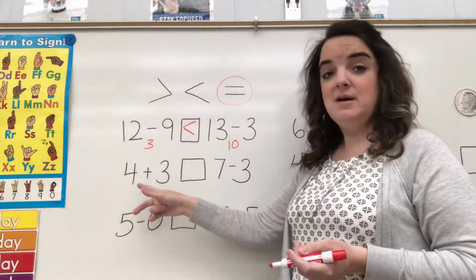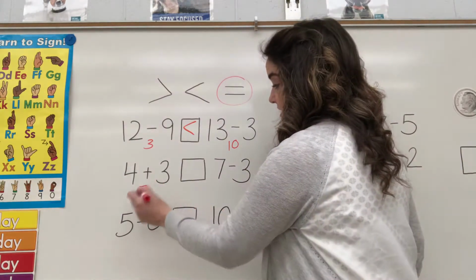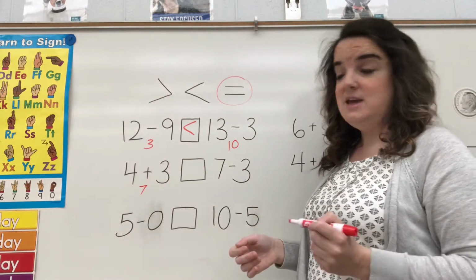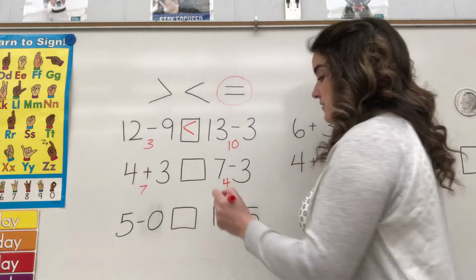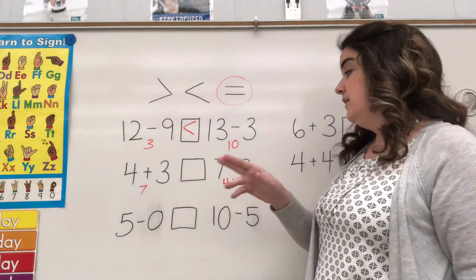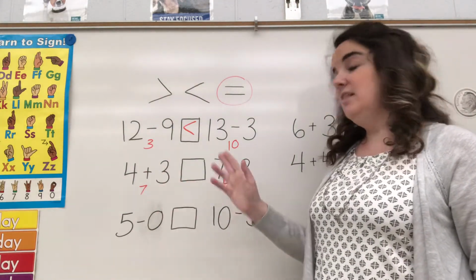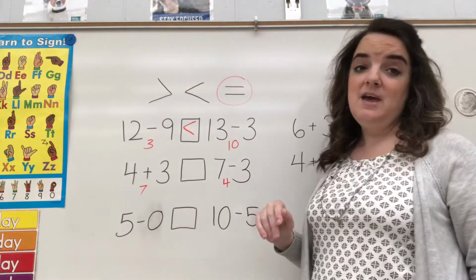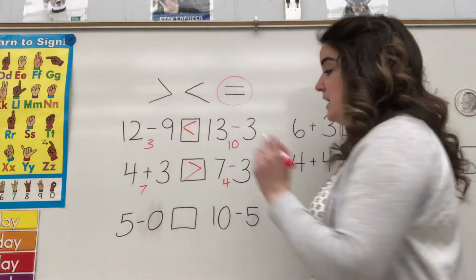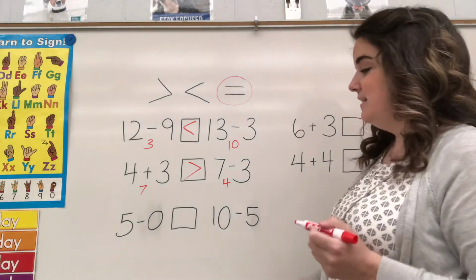We have 4 plus 3, and that equals 7. Now let's go over here. 7 minus 3 equals 4. So now, is 4 plus 3, which equals 7, greater than 7 minus 3, which equals 4? Or is 4 plus 3 less than 7 minus 3? And the correct answer would be that 4 plus 3 is greater than 7 minus 3. You understanding so far? Okay, let's go to this next one.